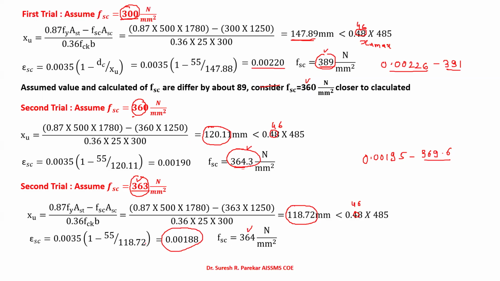Actually, you have to find, we have this value 0.00188. So if we go for, we have 0.00174.